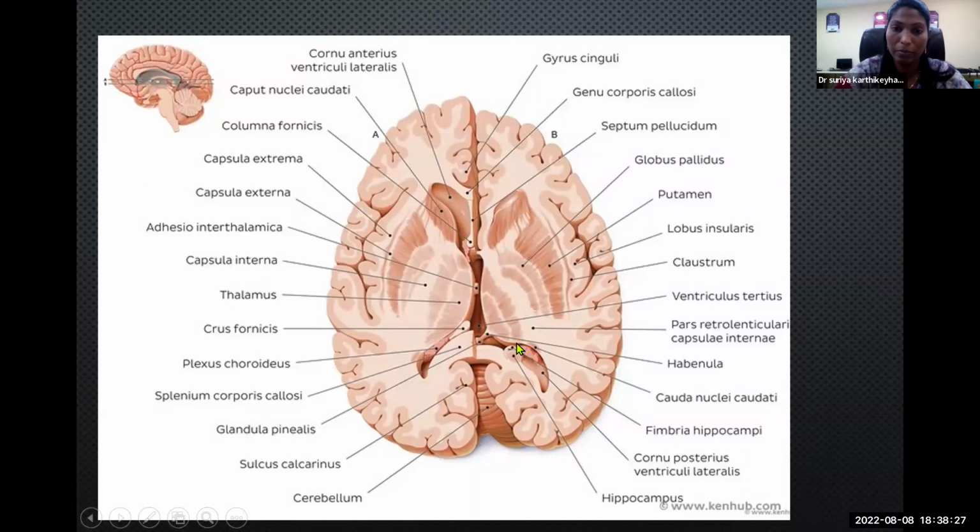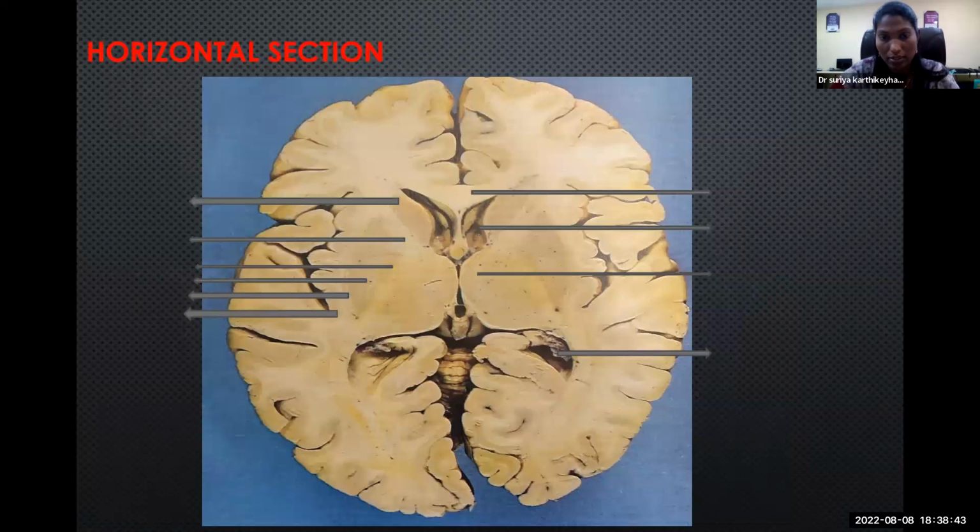Okay, the CSF will be produced and then it will be entering into the ventricles, from the lateral ventricle to the third ventricle, and from the third ventricle it enters into the fourth ventricle. From the fourth ventricle, it communicates with the central canal of the spinal cord. Okay. So this is a horizontal section. You can make out all these things now.